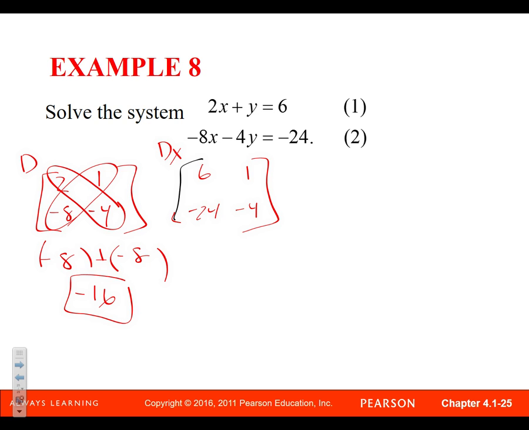And do it again. So what's 6 times that? That's -24. And I'm going to add to that -24. Which gives me -48.